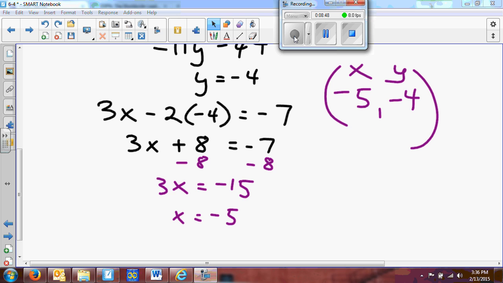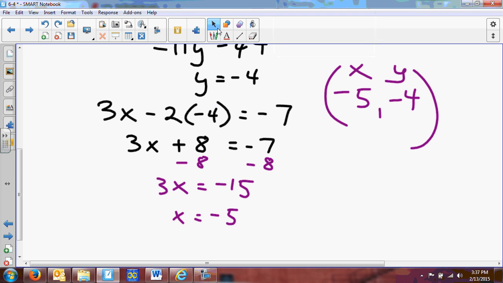Okay, 3x minus 2y equals negative 7, except I know y is negative 4. I'm going to plug it in. Negative 2 times negative 4 is positive 8, so 3x plus 8 is negative 7. Two-step equation, subtract 8 from both sides, divide both sides by 3, and I get my x equals negative 5. So x is negative 5, y is negative 4.